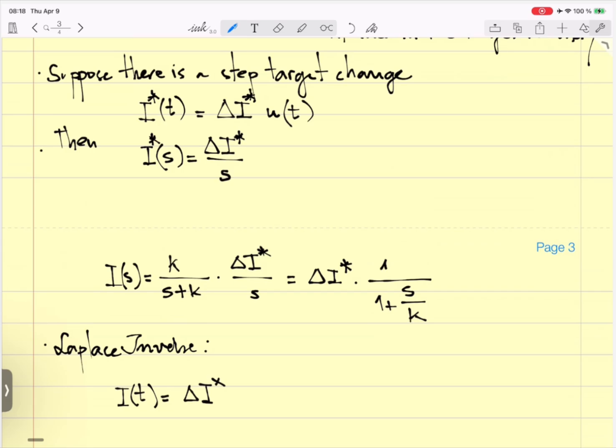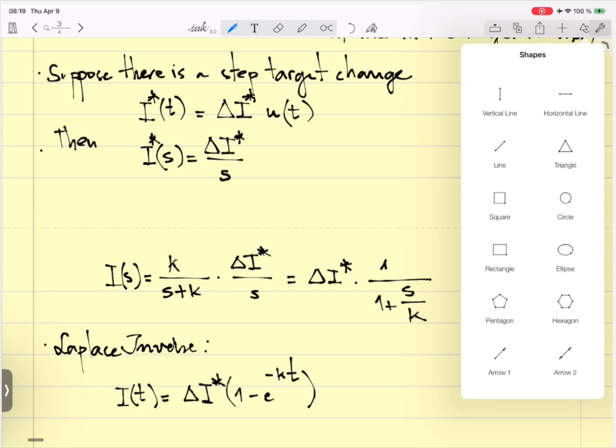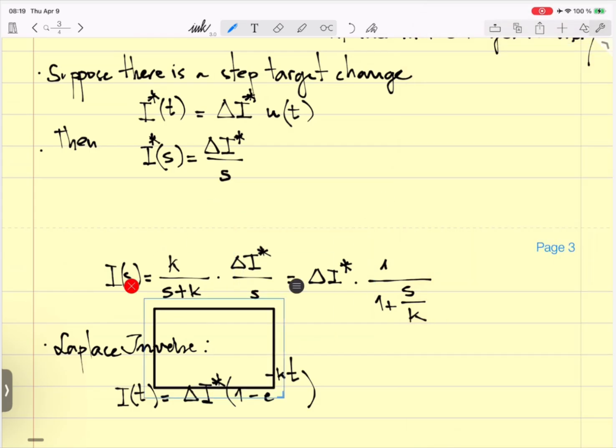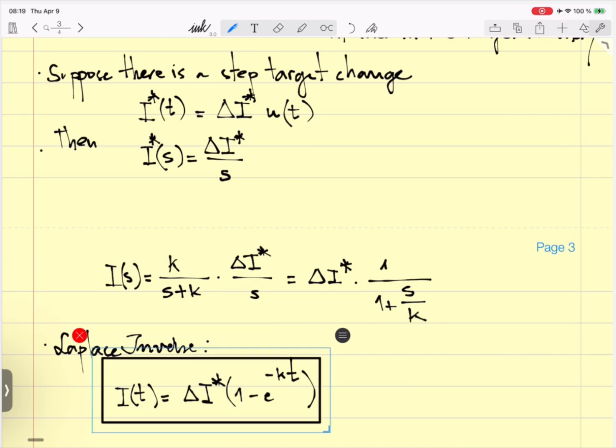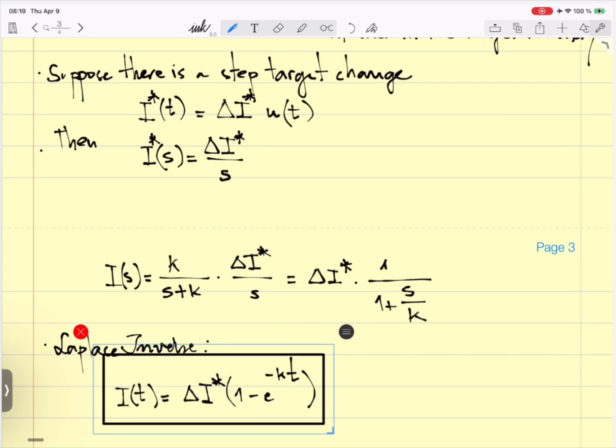I of t equals the increase in the target times 1 minus e to the power of minus kt. Okay. All right. Any questions?